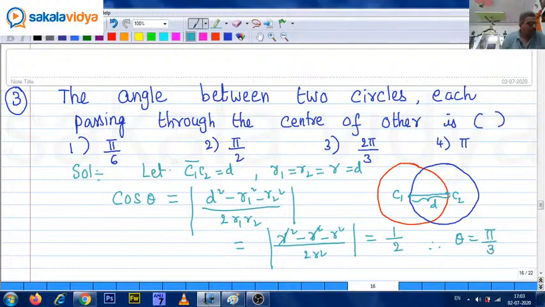So pi by 3 is not given, only pi by 6 and others. Okay, you don't take the modulus unless mentioned. 2 pi by 3 is there. If the option is there, don't take the modulus; cos theta is minus 1 by 2. This will be 2 pi by 3. That means the third option is the right option.